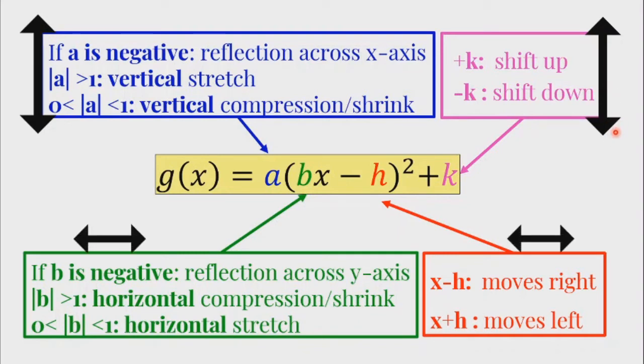Whereas the b and the h are both inside, so they are horizontal. So the distinction between a and b is that a is vertical and b is horizontal, and k is outside, or vertical, while h is inside, horizontal.